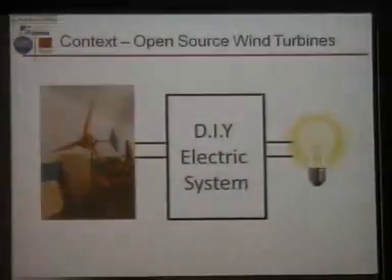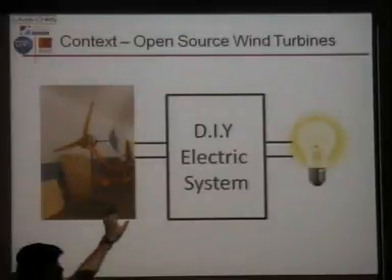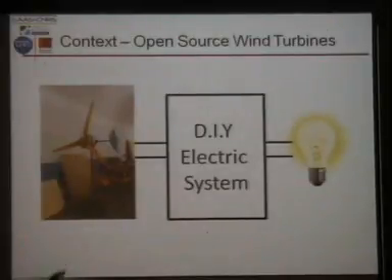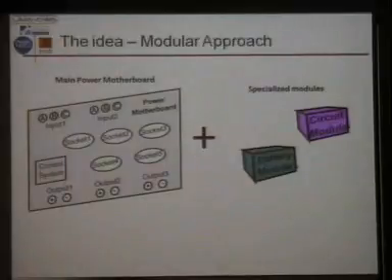But then, what happens? The question that happens is, what do we connect between our wind turbine and the charge and the things that we want to illuminate? Well, that's the proposition that I'm here to propose to you today, to do it through a DIY electric system. Because whatever we use in there, it's usually off-the-shelf converters, and if they go bust, we have to buy a new one.